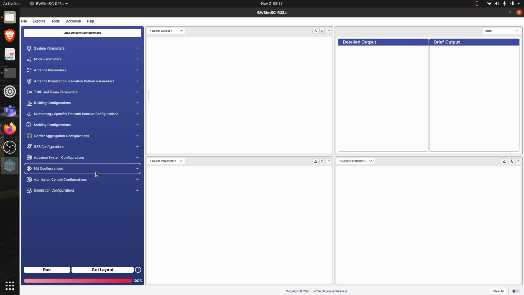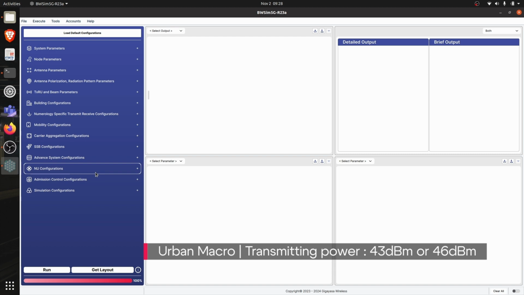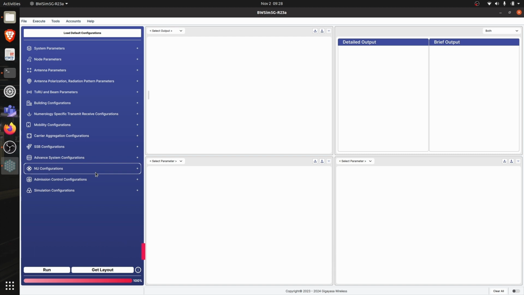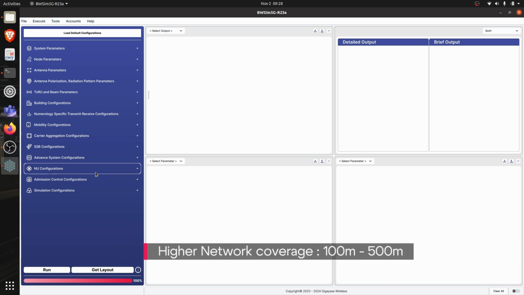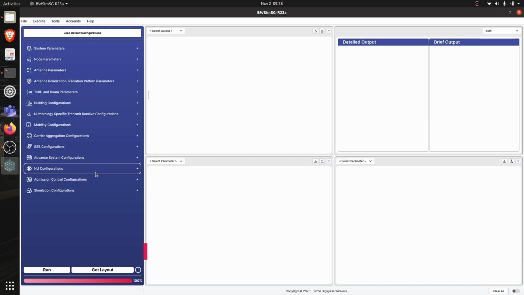First is the urban macro cell. What characterizes the urban macro is two things. One is the densely populated terrain with tall structures, which act as a source of multipath fading. Secondly, the base station is mounted on higher structures like buildings, cell towers, etc. And the transmitting power here is 43 dBm or 46 dBm. This is mainly optimized for higher network coverage, at about 100 meters to 500 meters. So these are the factors which characterize the urban macro cell.